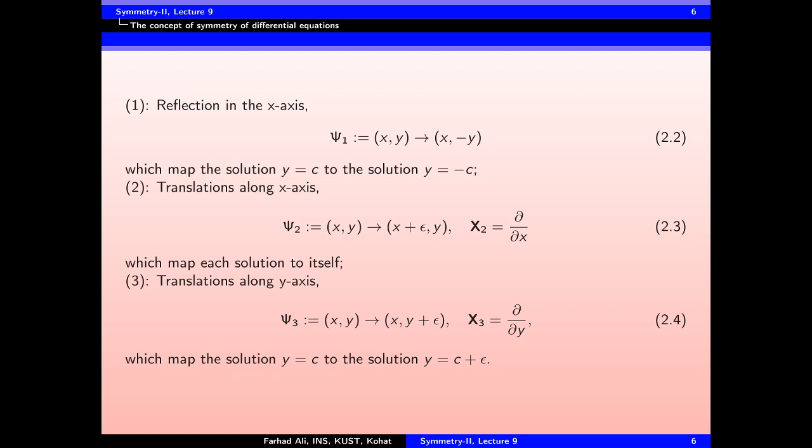The symmetry 2.2 is simply a reflection in the xy plane. The symmetry maps the solution y equal to c to the solution y equal to minus c. The symmetry psi 2 given in equation 2.3 is a translation in the x axis, and the symmetry psi 3 given in equation 2.4 is a translation along the y-axis. The corresponding generators are given as x2 and x3.